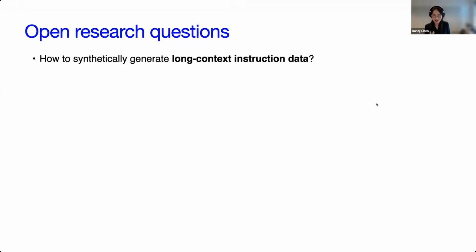So the first question I already talked about: we actually don't really have high quality long context instruction tuning data. So how should we synthetically generate high quality long context instruction tuning data? I have seen some follow-up works in this space, but I still don't see a really satisfying solution to this question yet.